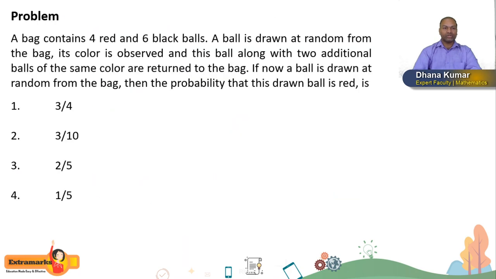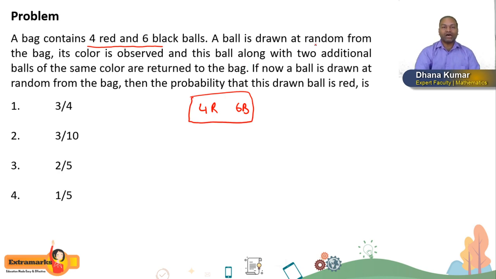Fine. Let us come to one more question. Here, a bag contains 4 red, 6 black balls. 2 colors are there, red and black. Okay, the bag contains 4 red, 6 black. For our convenience, I am writing it: 4 red balls, 6 black balls. Fine.